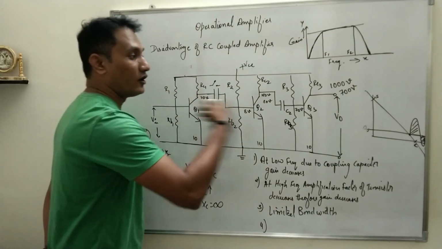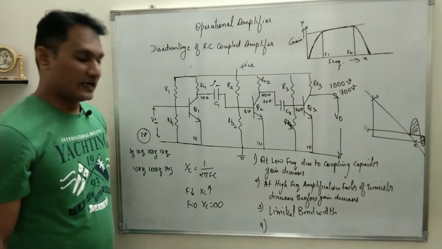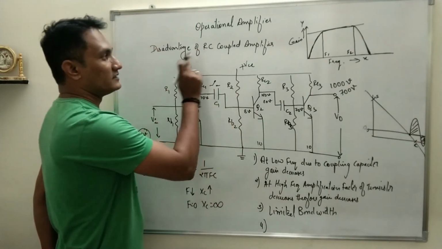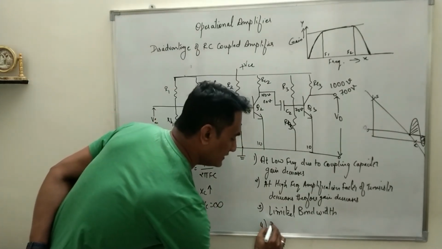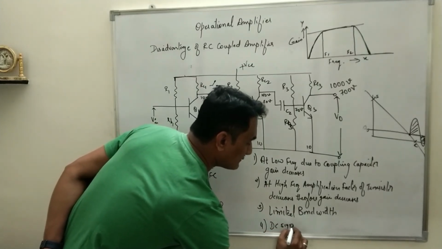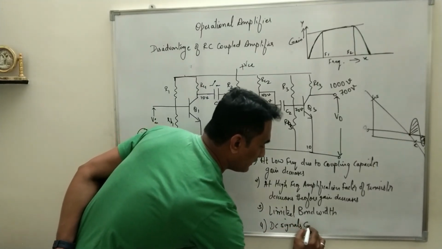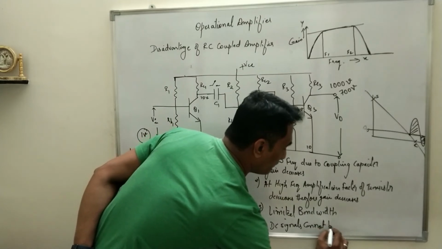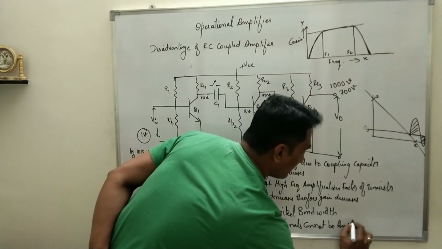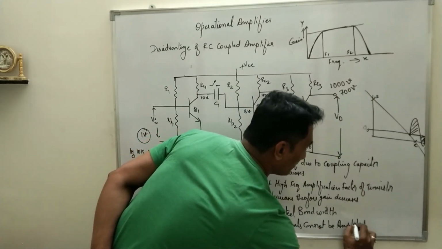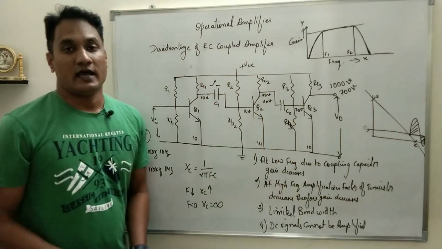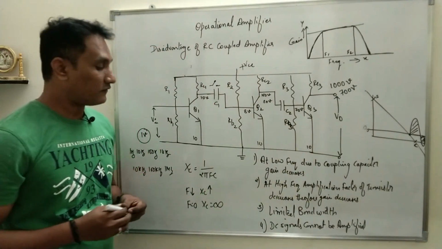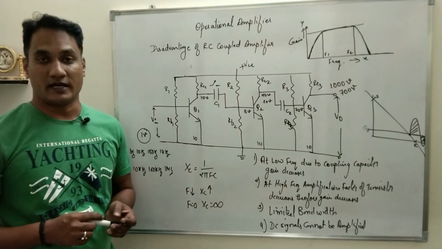That means signal will not at all transfer to the output. That means for the RC coupled amplifier, DC signals cannot be amplified. So these are the four disadvantages of RC coupled amplifier.